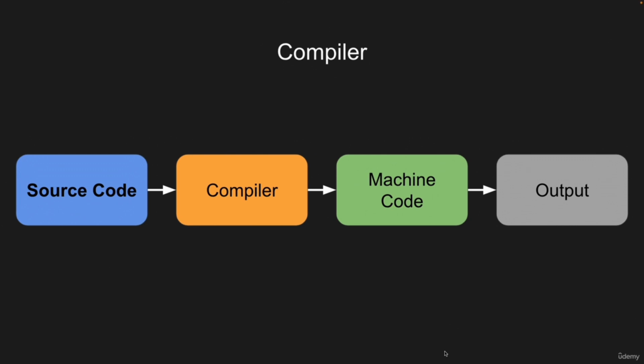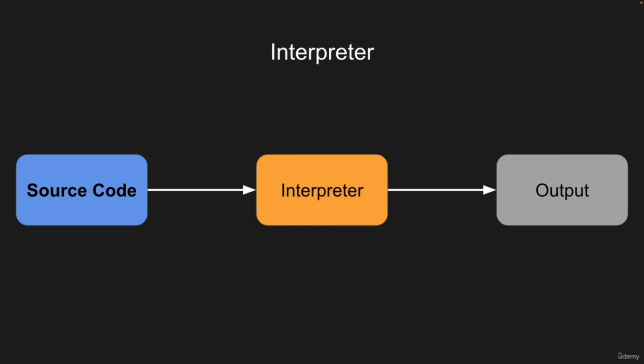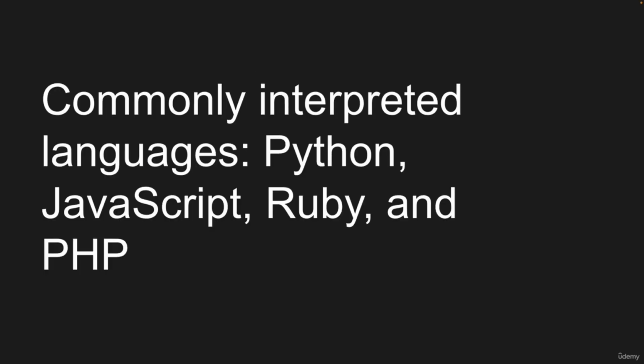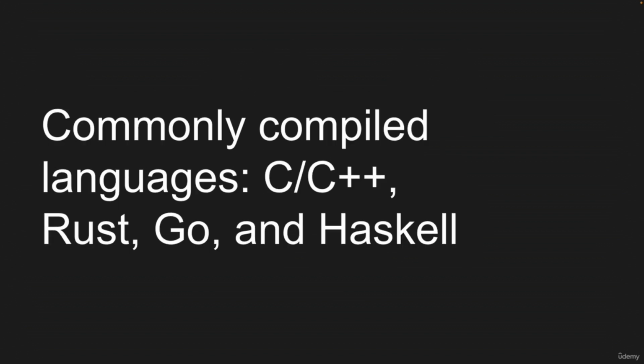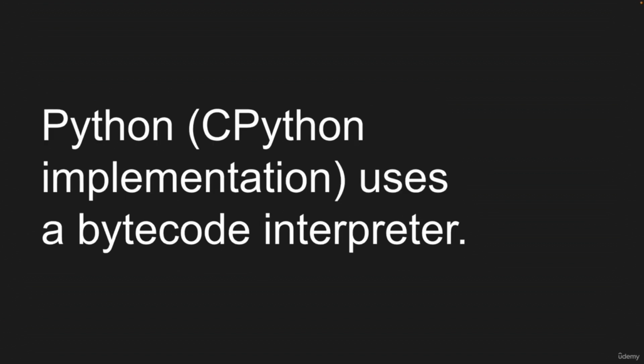A compiler converts that source code into machine code, and then that machine code gets executed by the computer to generate an output. An interpreter doesn't convert the source code, but just directly executes it. So the output is given right away. Here are some commonly interpreted languages: Python, JavaScript, Ruby, and PHP. Here are some commonly compiled languages: C, C++, Rust, Go, and Haskell.